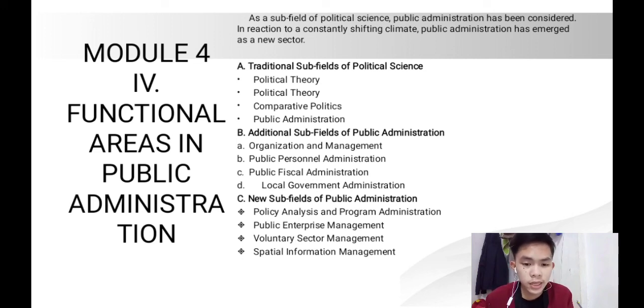In the United States, interest in public policy studies started in the 1950s. In the Philippines, it started in the 1970s. So moving on to public enterprise management, privatization is one of the foci of this area of public administration. Other topics include the nature and processes of public enterprise and the relation between the government and the public enterprise sector. We also have voluntary sector management. This area has established expertise through the years.